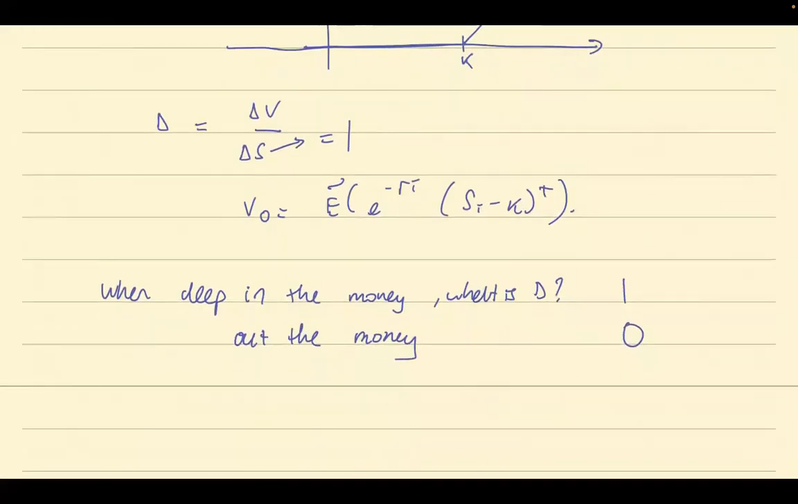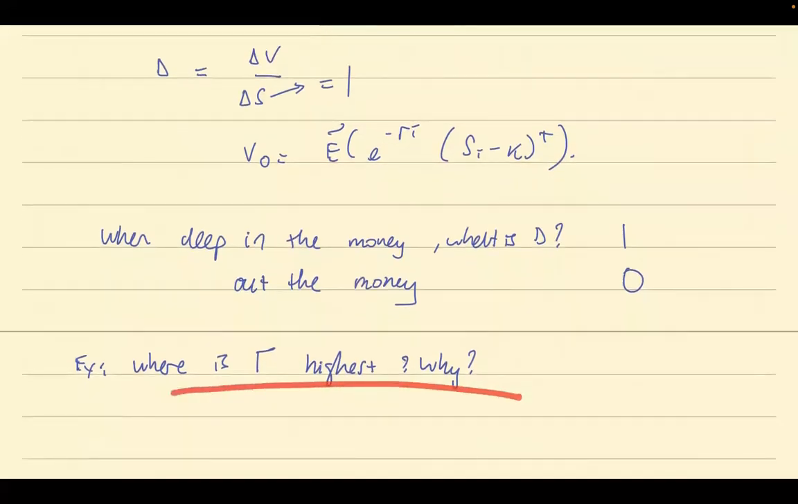For example, maybe, I don't know, where is delta roughly highest and why? Where is delta maximized for a call option and why? Oh gosh, that's stupid. Delta is highest deep in the money. Where's gamma highest? Delta is highest when it's deep in the money. Where's gamma highest and why? So what are they asking? They're asking for when the delta changes the fastest.